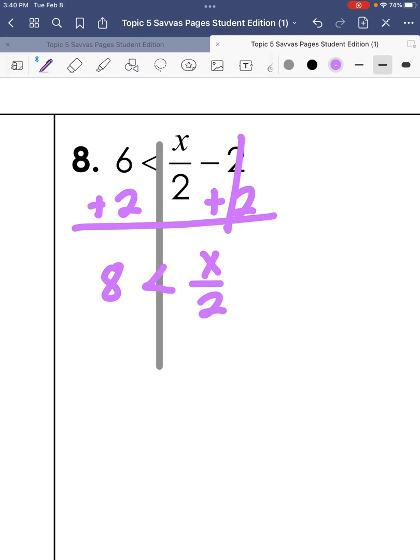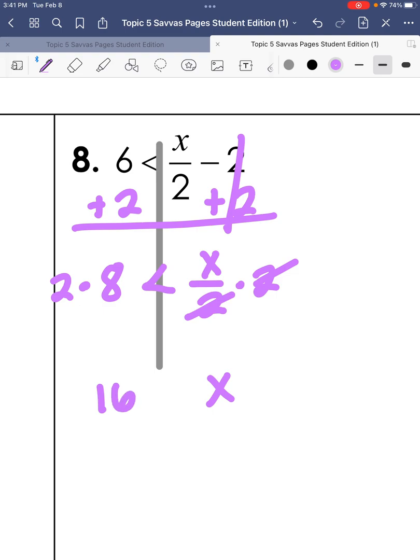Now, I need to get that x by itself, and it's being divided by 2. So how do I get it by itself? Well, I multiply by 2. And I'm going to do that on both sides. Now on the side with the x, my 2's cancel out, and x is by itself. On the other side, 2 times 8 is 16.